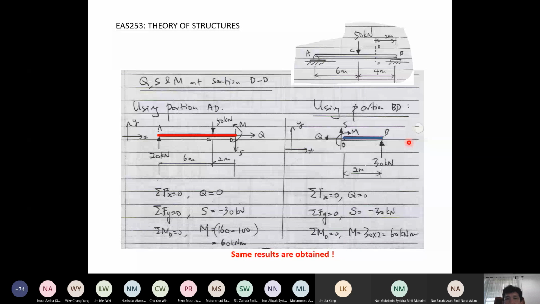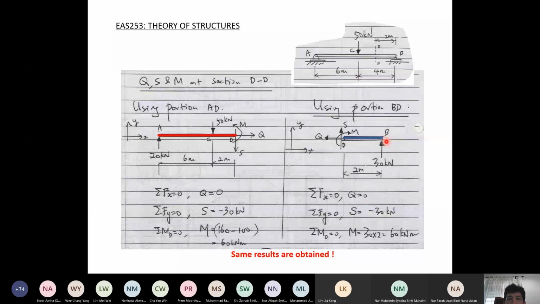Okay, so that shows you that you can use either side. Which side we want to use depends on us, and we use the free body diagram where the number of forces involved is less. So in our equilibrium equations, the forces involved will be less, and then the tendency to make mistakes also will be less. If you compare these two, the number of forces that you need to consider in the equilibrium equations will be less here. So it will be easier to use the right-hand portion of the cut section to get the Q, S, and M. But it totally depends on us which part we want to use.